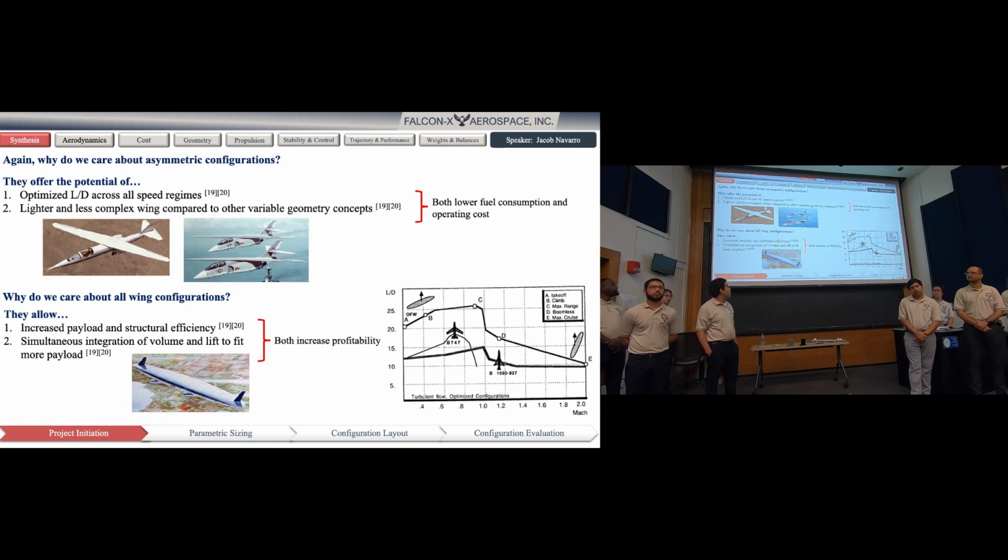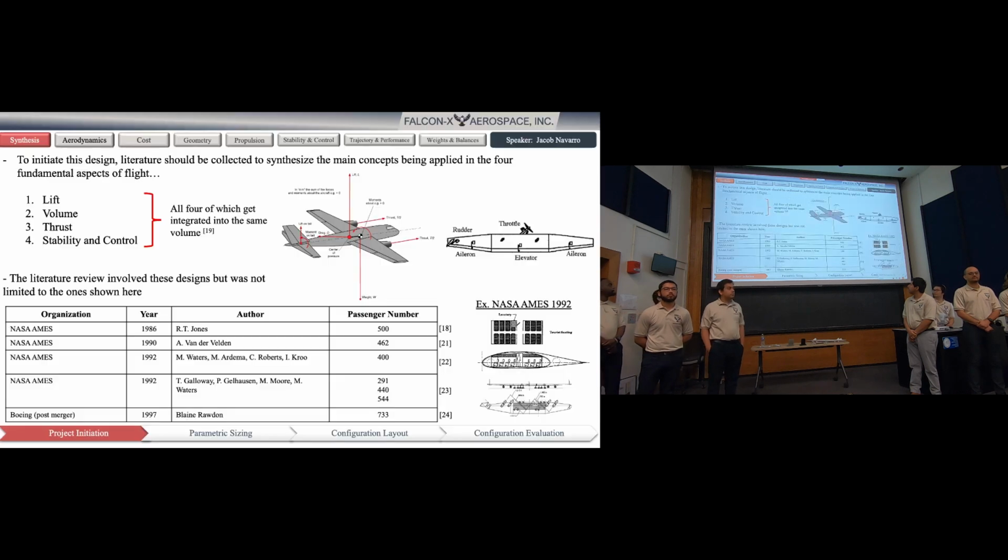So kind of what the other group is working with, it's clear having this asymmetry, shown here, gives you the optimized L over D across all speed regimes, and gives you a lighter and less complex wing. These all function to lower the operating cost, but when we think about our configuration, what do we add? We get increased payload and structural efficiency, meaning we can try to imagine a scenario where we have more passengers. The Concorde had about 100. We're personally trying to shoot for around 300. And we integrate the volume and lift simultaneously, which allows us to fit more payload.